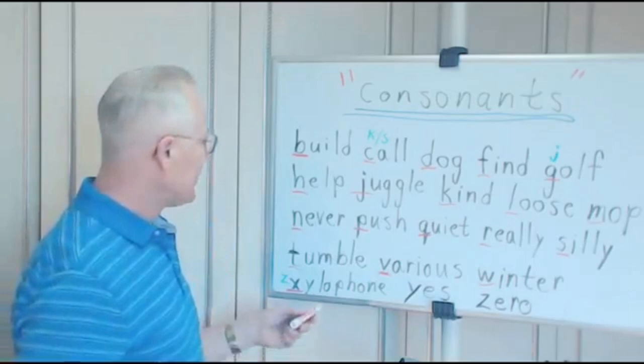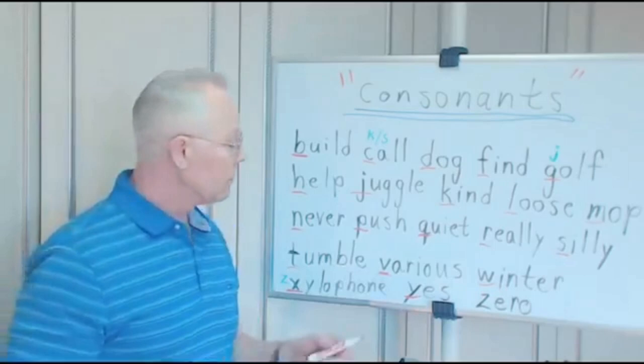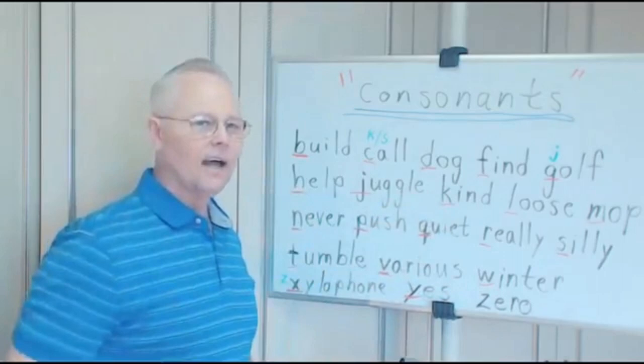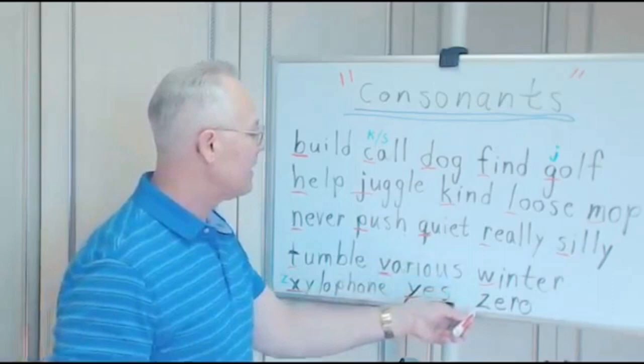Okay, we have Y, as was mentioned. Y can be a vowel, but here we're talking about consonants. The word yo-yo. Yes, I'd like to get a yo-yo. Yes, I love the yolk of an egg. Mm, good. And then we have, finally, the letter Z.